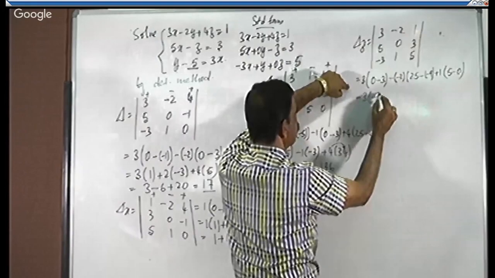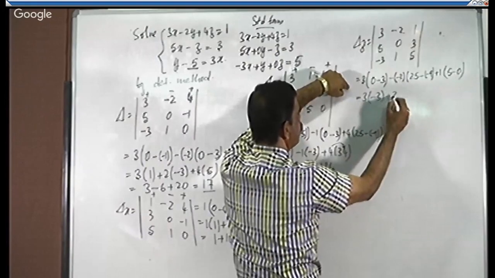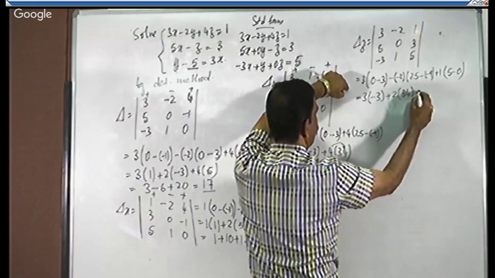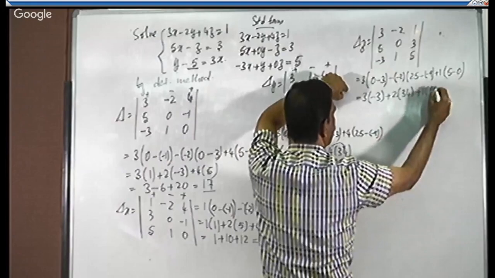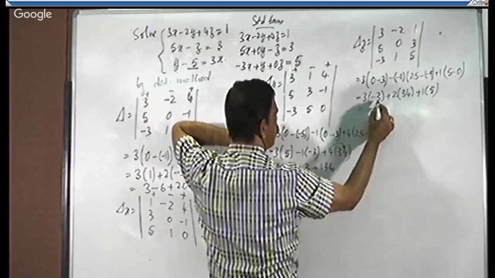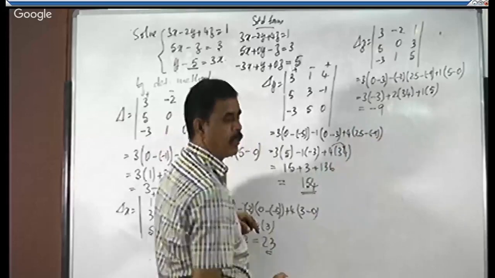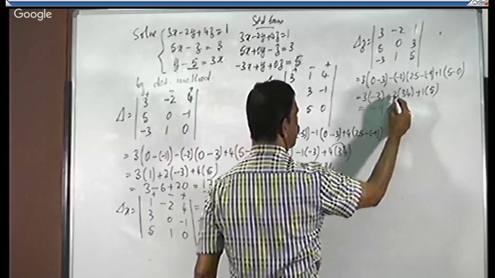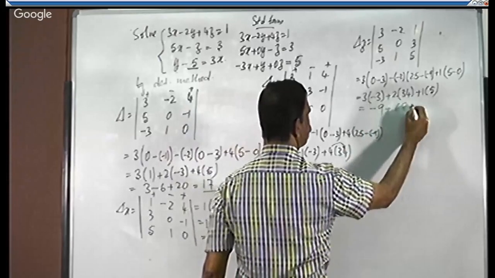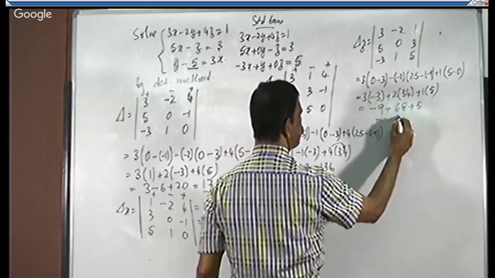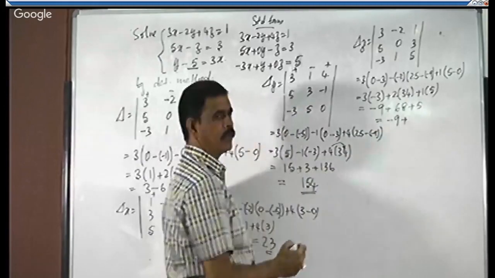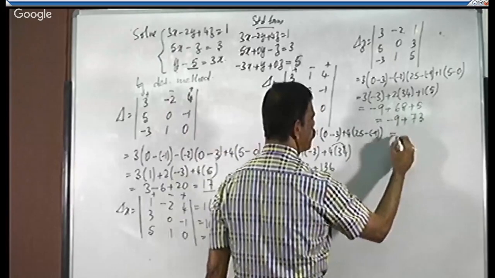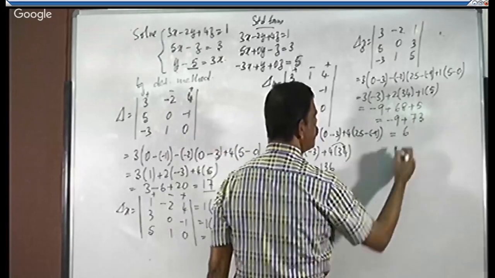3 into minus 3. Minus into minus. Plus 2 into 25 plus 9. It is 34. Plus 1 into 5 minus 0 is 5. Otherwise, minus 3 into 3 is 9. 34 into 2, plus into plus, plus 4 2s are 8, 3 2s are 6, plus 5 or minus 9, plus 68 plus 5 is equal to 73. That is equal to 60.